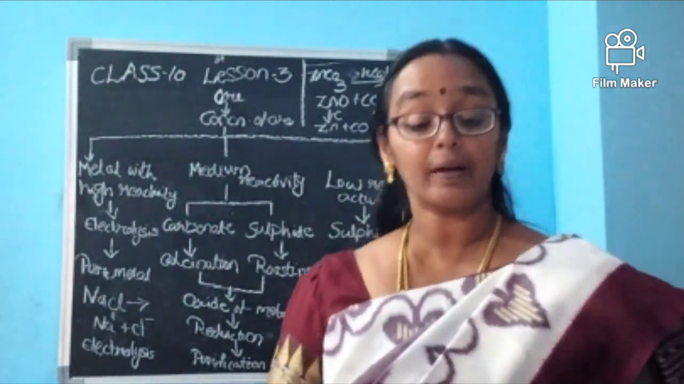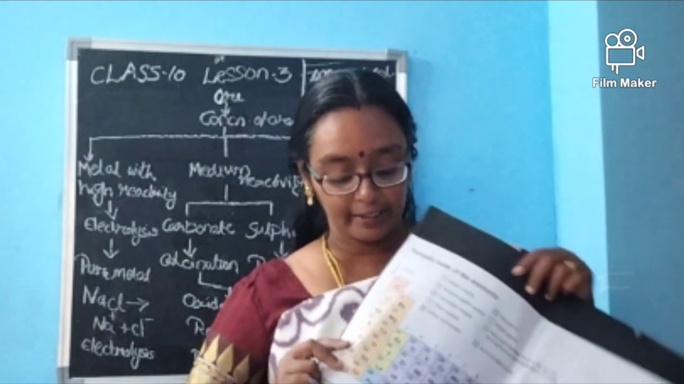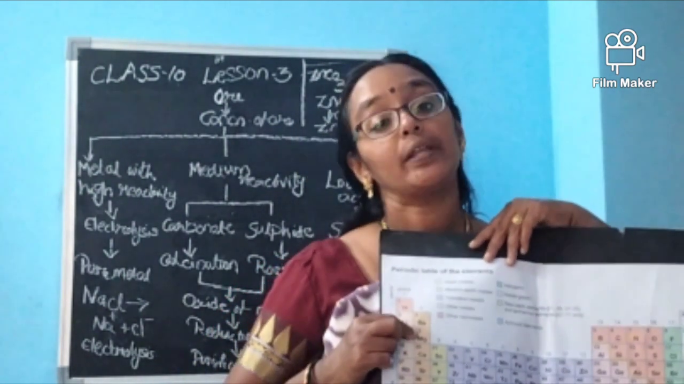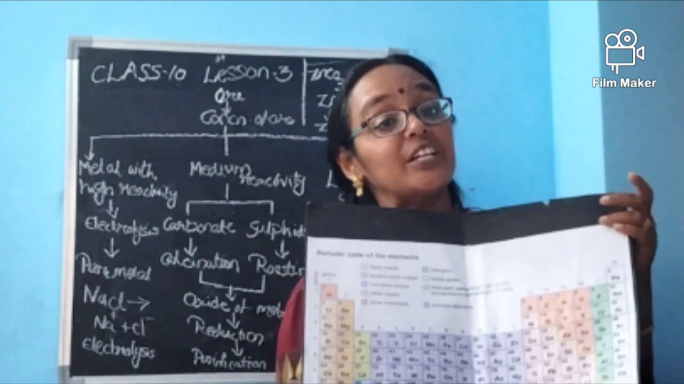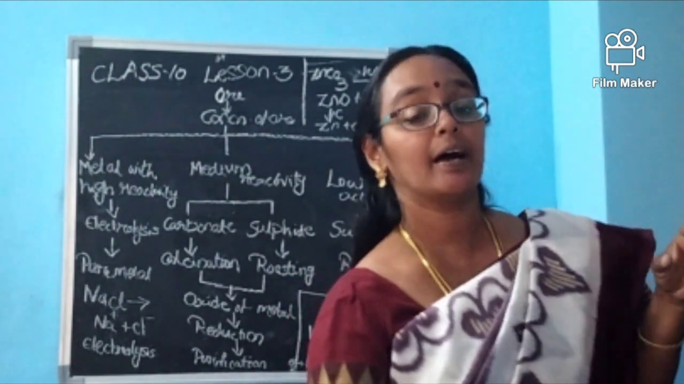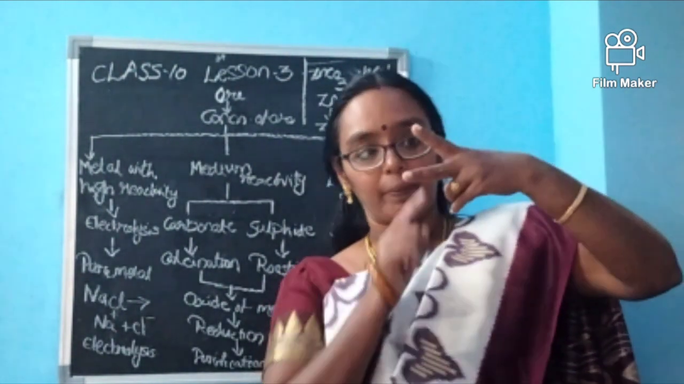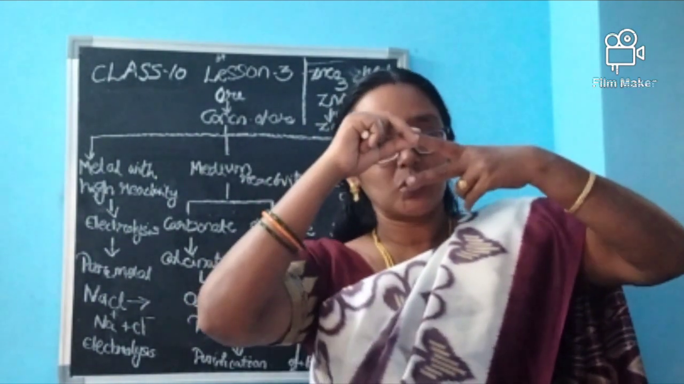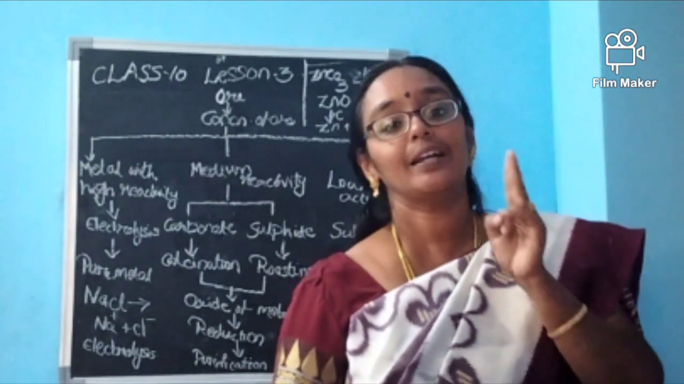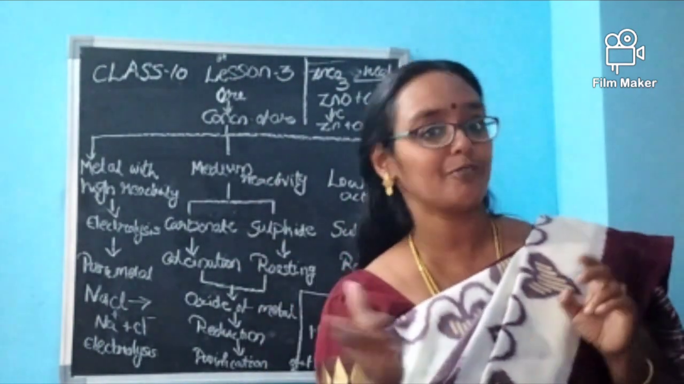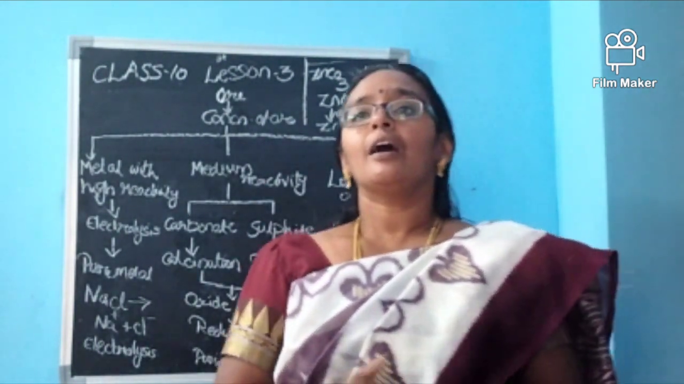Magnesium has the tendency to give 2 electrons and chlorine has the tendency to accept 1 electron. So magnesium will combine with how many atoms of chlorine? 1 magnesium gives 2 electrons, each chlorine takes 1 electron, so 2 chlorine. So MgCl2. Like that the compounds are formed. This is about the ionic bond compounds.